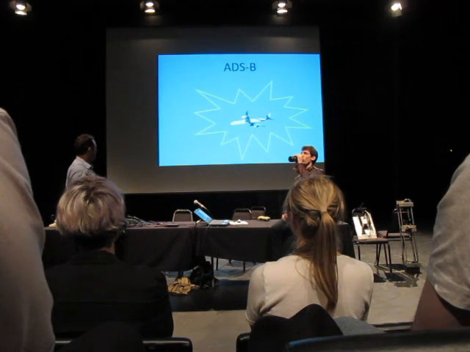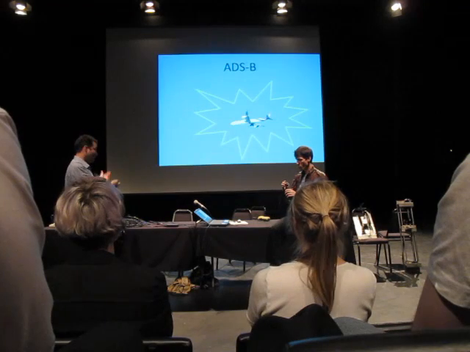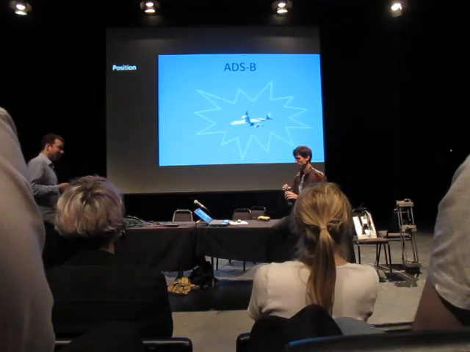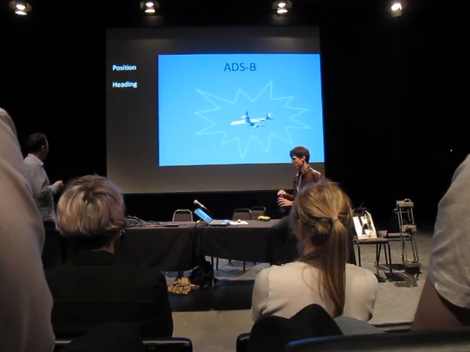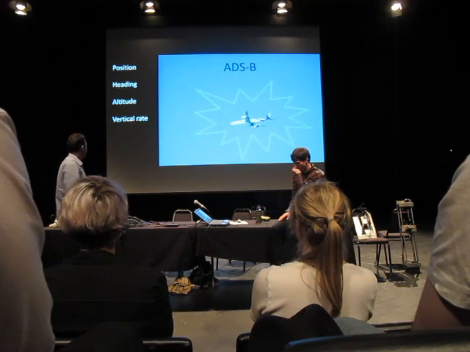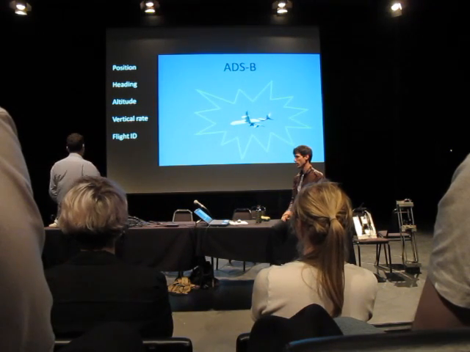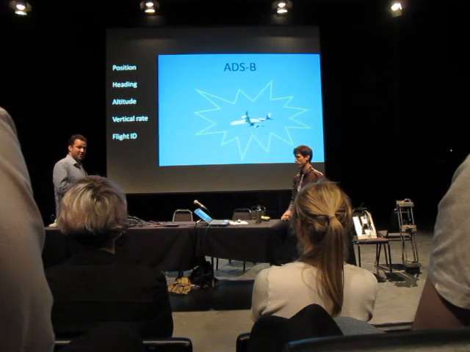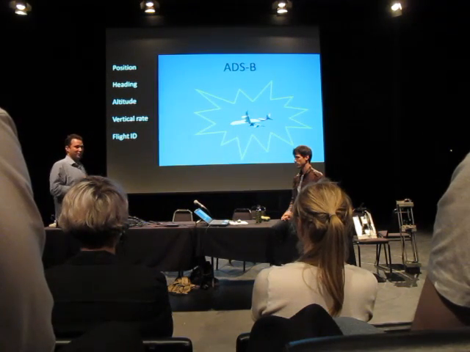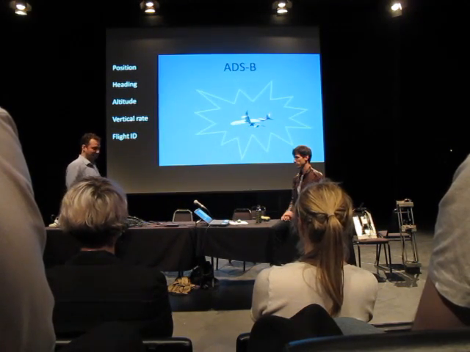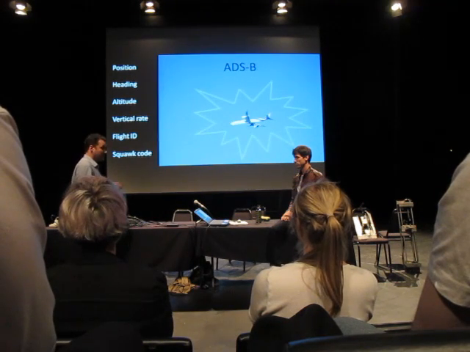So as you can see, the yellow line there represents the fact that it's broadcasting. The things that it's broadcasting are position, heading, altitude, the vertical rate, so you know if it's going to crash, the flight ID, which is the same as what you see on your ticket when you book, VOZ 387, that's Virgin Australia flight number 387, and the squawk code, which is similar to what we just saw.